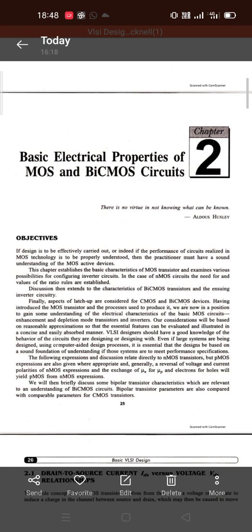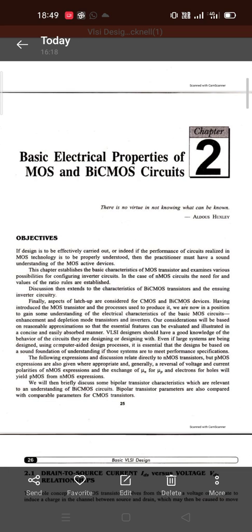Good evening, students. As we discussed earlier in chapter 1, we learnt about what MOS and BiCMOS technologies are, and how the fabrication is done. This entire process has been discussed in chapter 1. And coming to chapter 2, here it is about the basic electrical properties of MOS and BiCMOS circuits.